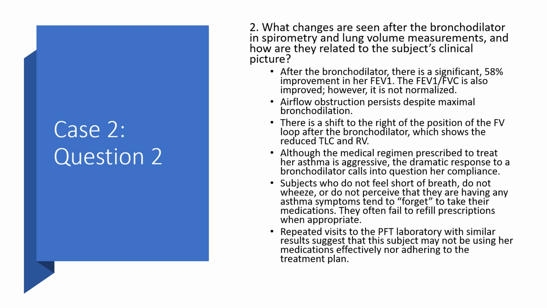Oxygen saturation on room air is adequate but mildly reduced. What changes are seen after bronchodilator therapy? Again, we have a significant 58% improvement in FEV1. There's a shift to the right in position of the flow volume loop after bronchodilator, which shows the reduced TLC and residual volume. Although the medical regimen prescribed to treat her asthma is aggressive, the dramatic response to bronchodilator calls into question her compliance. She's almost like she's naive to taking bronchodilators, so when she takes it, she gets this big response.